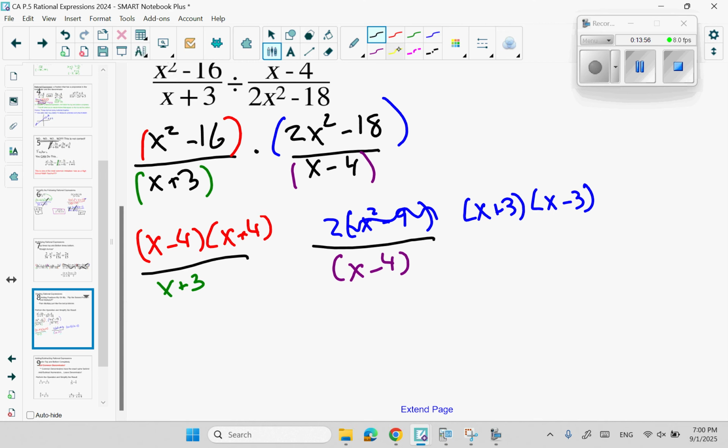Now looking around, what can I cross off? Well, I have x minus 4, x minus 4. I have x plus 3, x plus 3, and nothing else. So I would get 2, x plus 4, x minus 3 up top. And in the denominator, I just get 1. So this is all over 1, or just simply that.